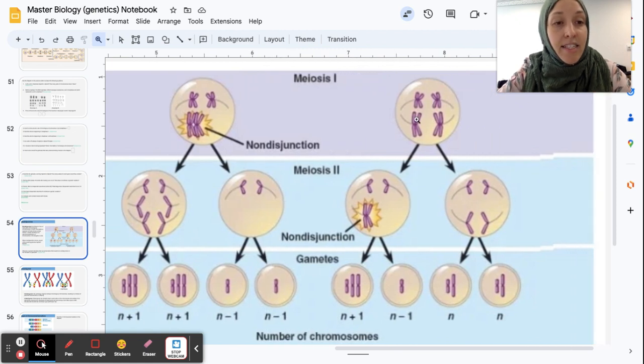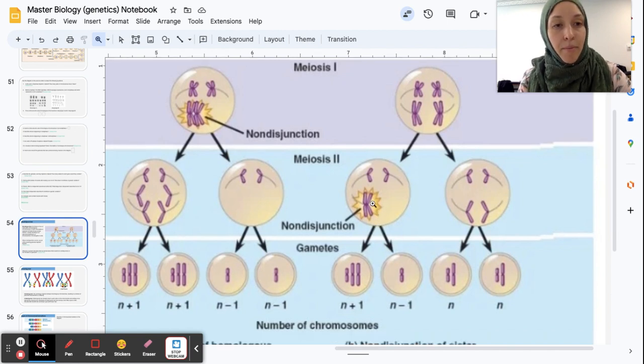Over here is the second scenario where the homologous chromosomes split perfectly in meiosis 1, but then in meiosis 2, the sister chromatids fail to separate in one of the cells. When this happens, we end up with 1 gamete that has an extra chromosome, one missing a chromosome, and then 2 normal gametes.